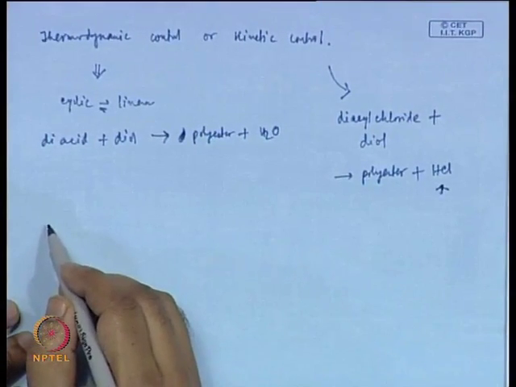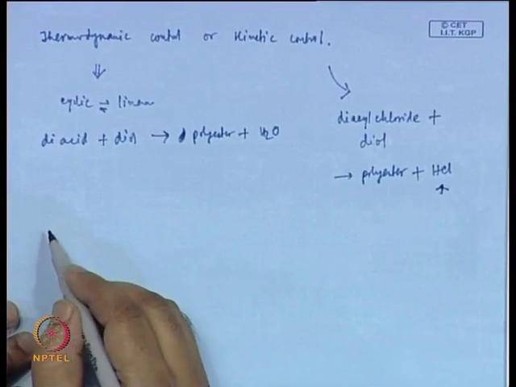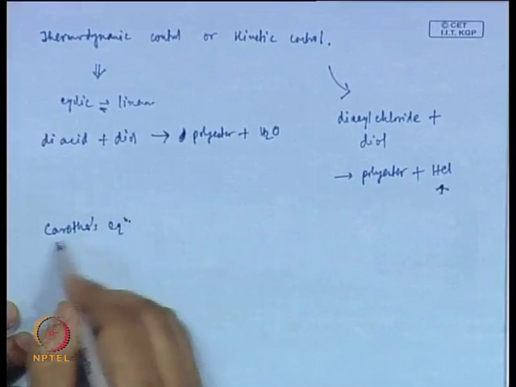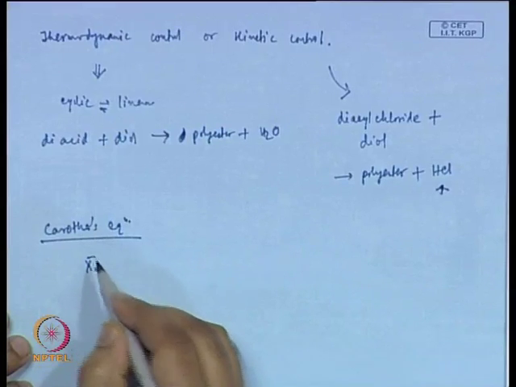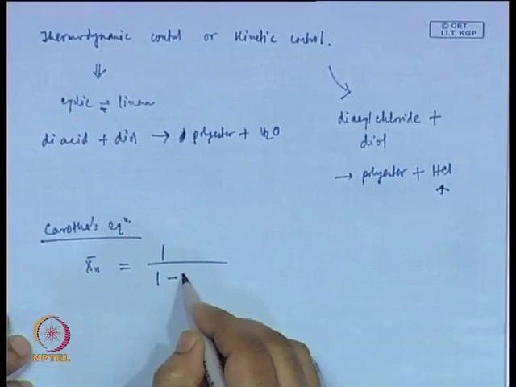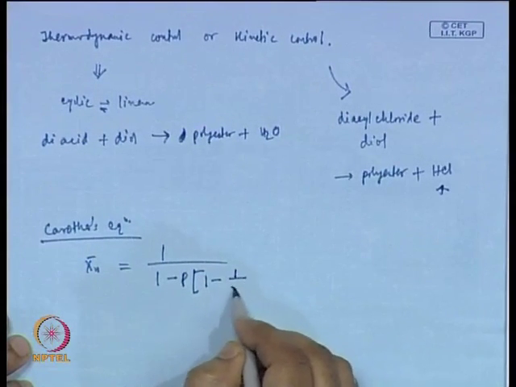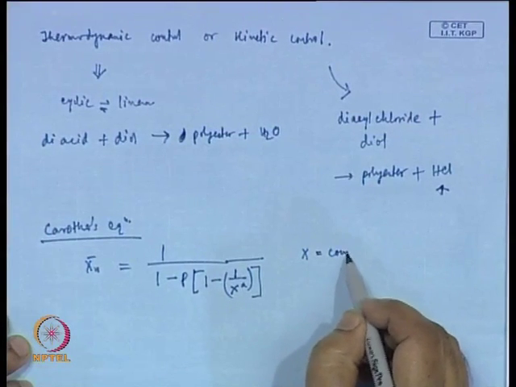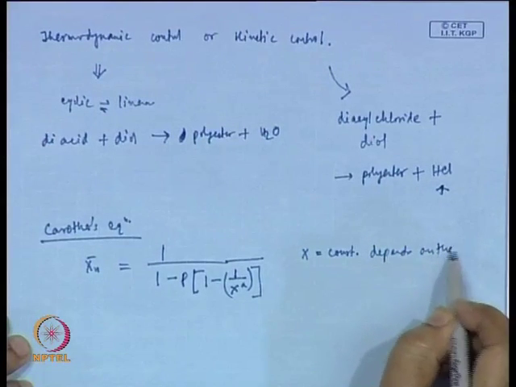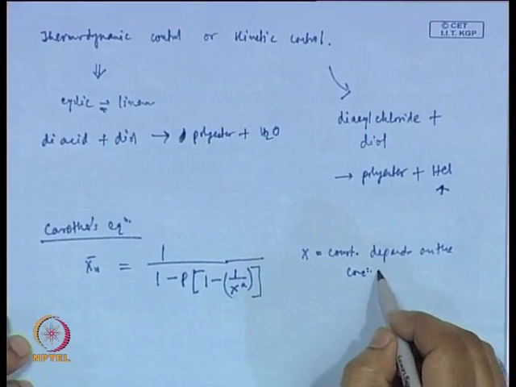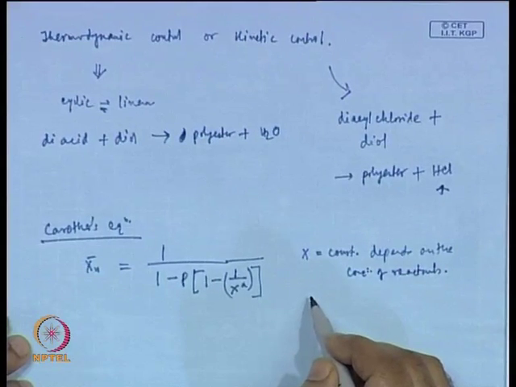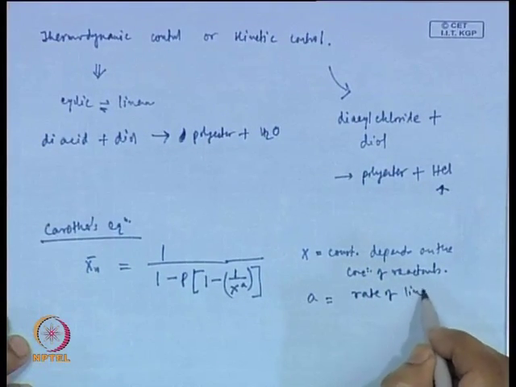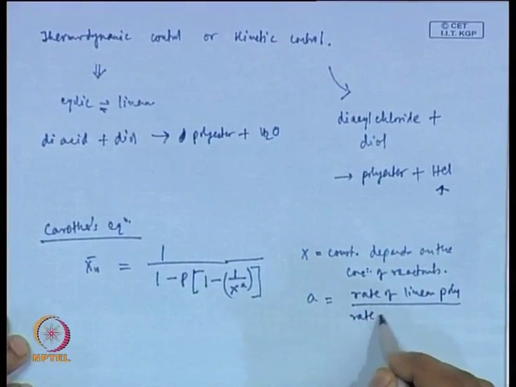So, what is the effect of formation of cyclics on the molecular weight or the degree of polymerization of the final polymers, which can be arrived at from the Carothers equation, and without going into derivation we can write that X n is 1 by 1 minus p, where X is a constant, depends on the concentration of the reactants, and A is the rate of linear polymerization by the rate of cyclization.